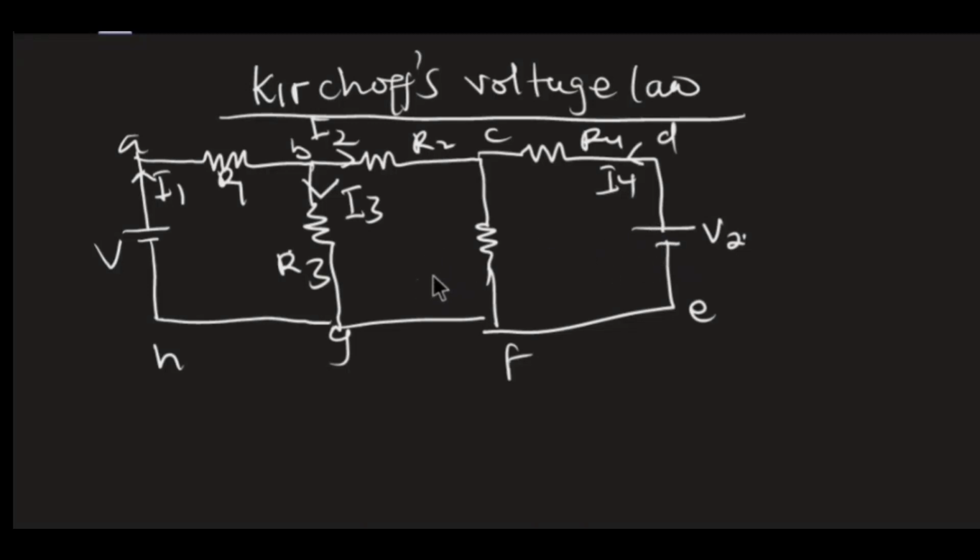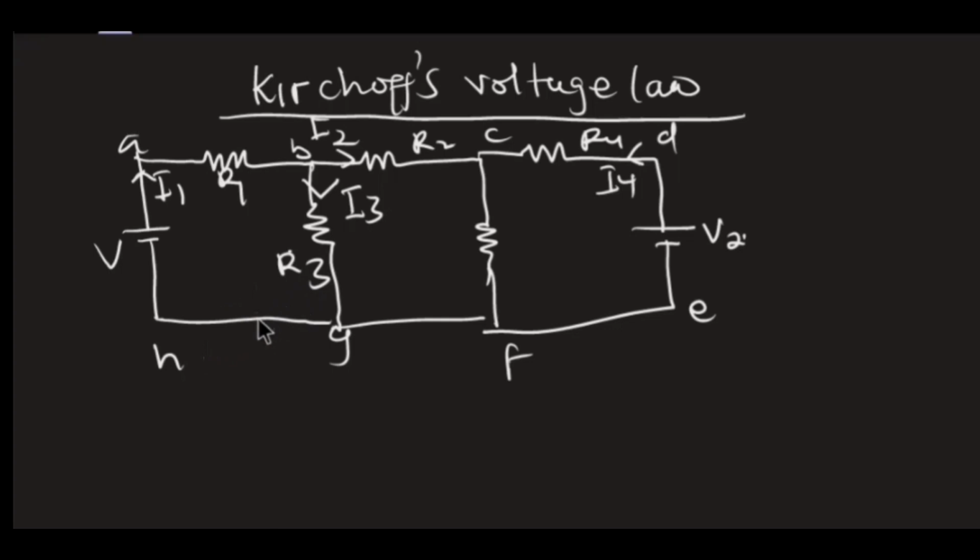In this video, we're going to go through Kirchhoff's voltage law. Kirchhoff's voltage law simply states that in a closed loop, the algebraic sum of the voltages around the loop is equal to 0. When you hear algebraic, it means the combined sum of the voltages around the loop should be 0.